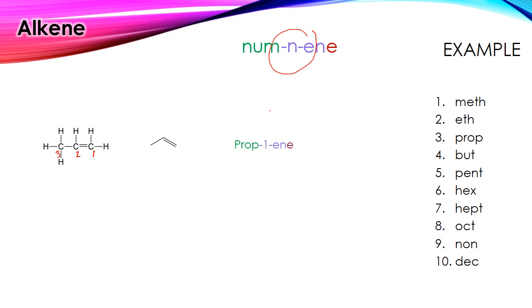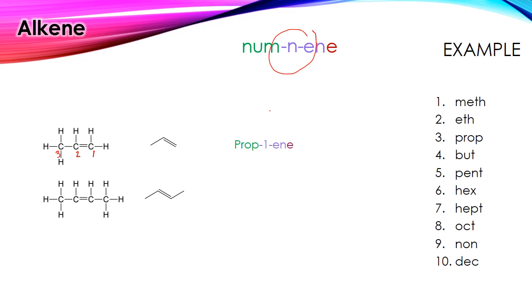Here this is the name of this compound. Prop for the number of carbons in this compound. 1 is the first carbon attached to this double bond, and ene is there because there is 1 double bond, and e to end this name.